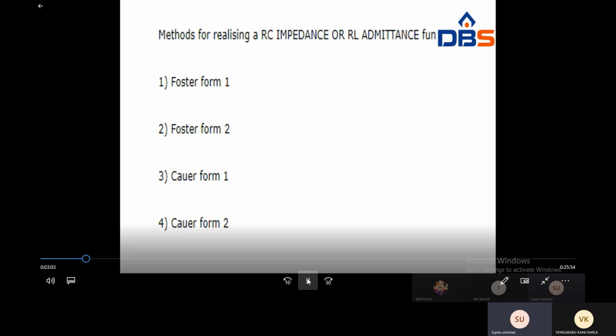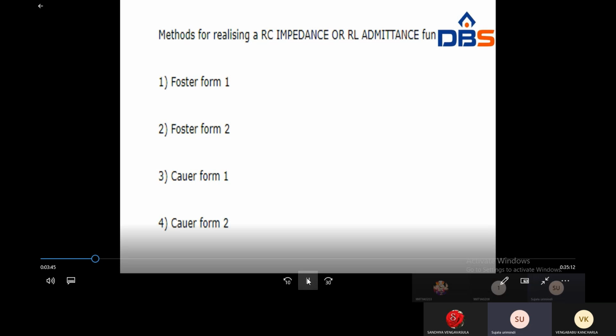Generally, these Foster forms, that is Foster 1 and Foster 2 forms, are obtained by partial fraction expansion of impedance functions and admittance functions respectively. Foster 1 and Foster 2 forms will be obtained by partial fraction expansion of the impedance function Z of S and admittance function Y of S respectively. And the Cauer 1 and Cauer 2 forms are obtained by continued fraction, that is the division method, for continued fraction expansion of the impedance function by arranging both numerator and denominator in descending and ascending orders.